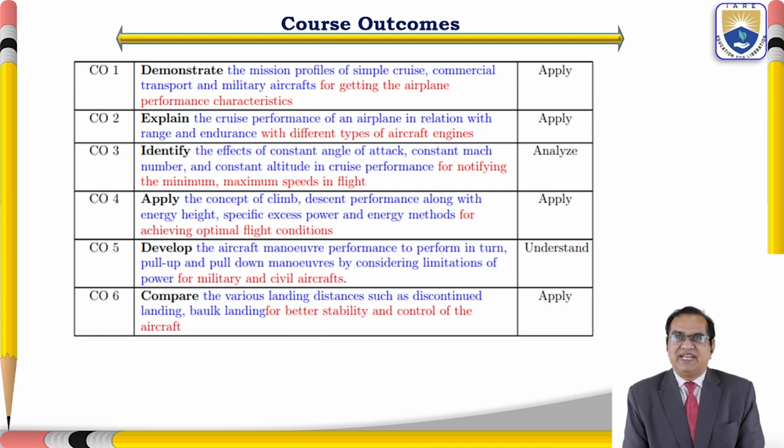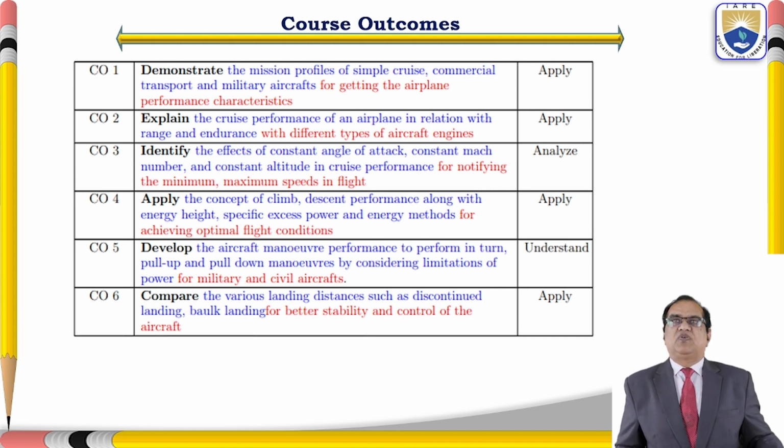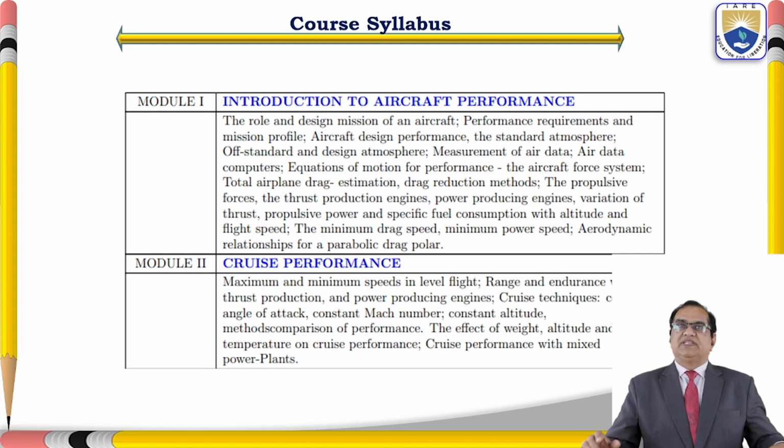Compare the various landing distances such as discontinued landing and balked landing for better stability and control of the aircraft. So these are the few course outcomes which every student should obtain after going through this course. The syllabus consists of Module 1, Module 2, Module 3, Module 4 and Module 5.